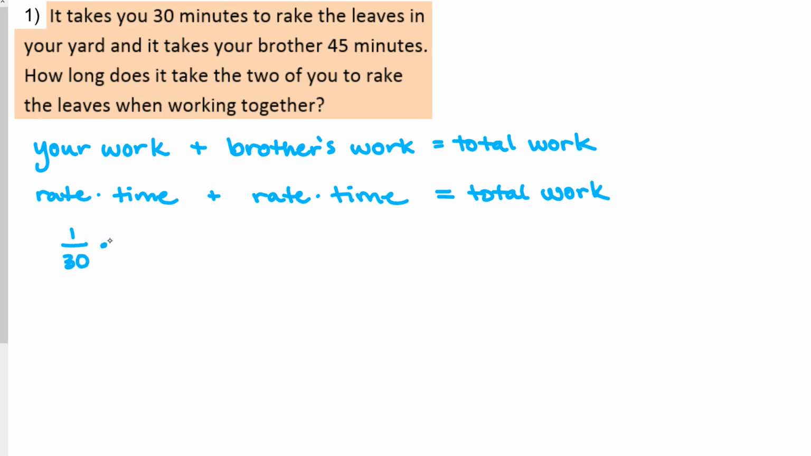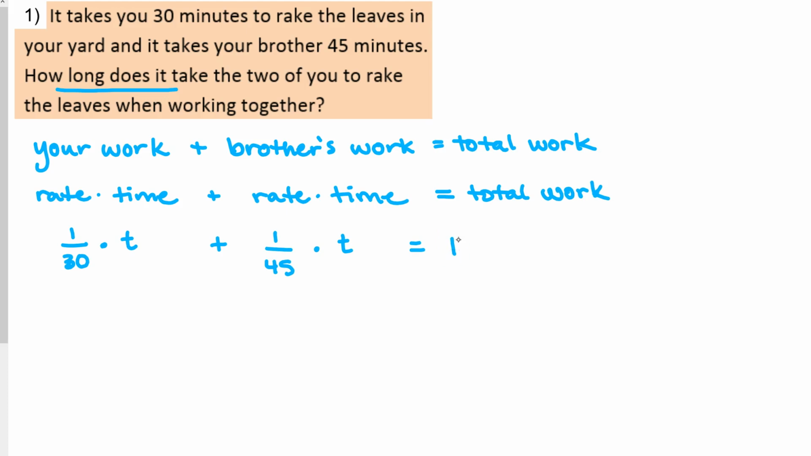What's your time? How long are you and your brother going to be raking together? We don't actually know. That's the question. How long does it take? So let's use a variable for that, and I'm just going to use t for time. Next, what's your brother's rate? It would take your brother 45 minutes working alone, so he can do 1 yard in 45 minutes, so his rate is 1 over 45. And what's his time? Well, the 2 of you are working together the whole time, so his time is also t. And what's the total work done? Well, you're raking 1 yard together, so it's just 1.